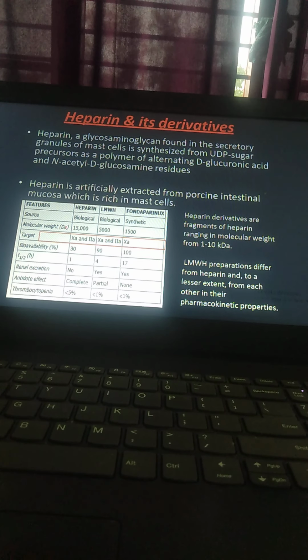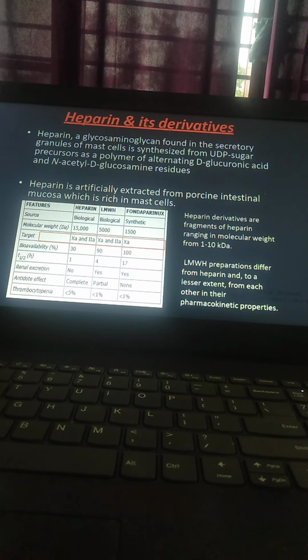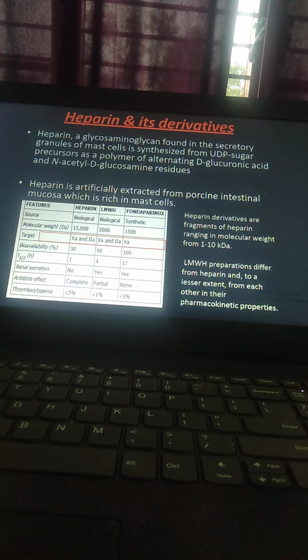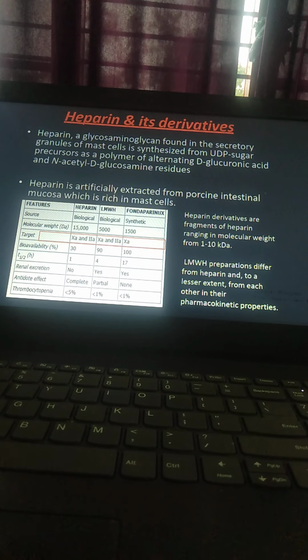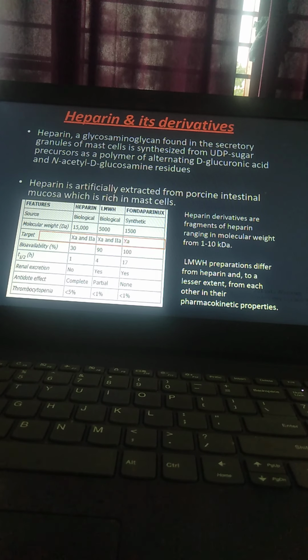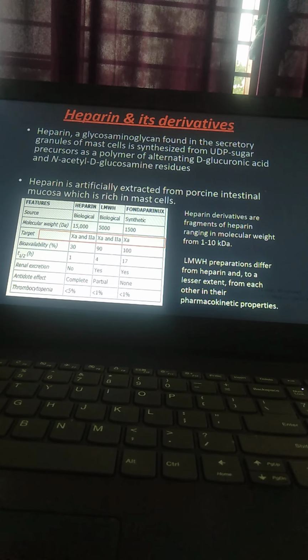Molecular weight: heparin is 15,000 Daltons, very high molecular weight; low molecular weight heparin is 5,000, and 1,500 is synthetic. The target is factor 10A and 2A for heparin, and low molecular weight heparin acts on the same. But synthetic fondaparinux acts only on 10A. Bioavailability is 30%, 90%, 100%. You have to remember this. Half-life is 1, 4, and 17 hours, and fondaparinux is the long-acting one.